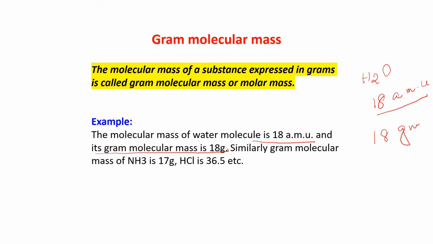Similarly, the gram molecular mass of NH3 is 17 gram, HCl is 36.5 gram, etc. So these are the gram molecular masses. Molecular mass tells you the weight of one molecule of a particular substance. One molecule of water weighs 18 AMU. But if I am expressing it in gram, that means 18 gram, I'll call it gram molecular mass.